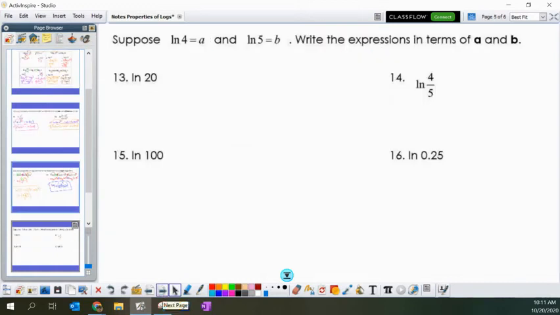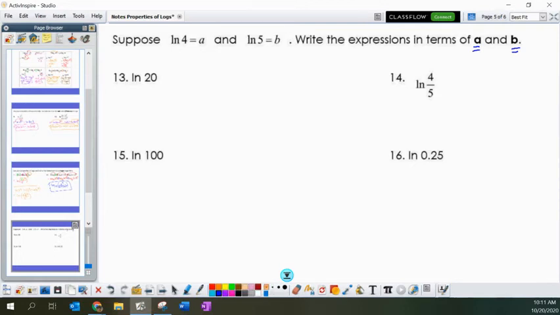There we go. All right, suppose the natural log of 4 equals a and the natural log of 5 equals b. Write the expressions in terms of a and b. And every year people like this kind of gives them a little bit of a problem. It's just like, what are we doing? What is going on? This is just a contrived activity to make you convert everything into natural log of 4 and natural log of 5. So that's all it is. It's just a contrived activity, so don't worry too much about it.